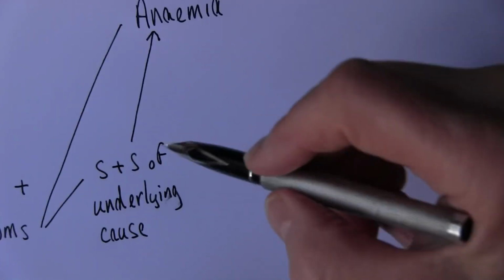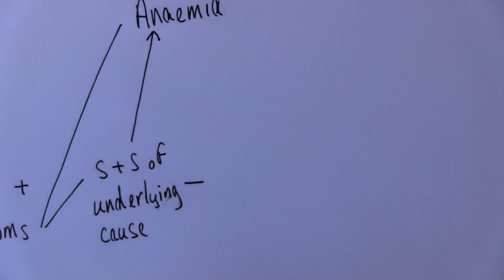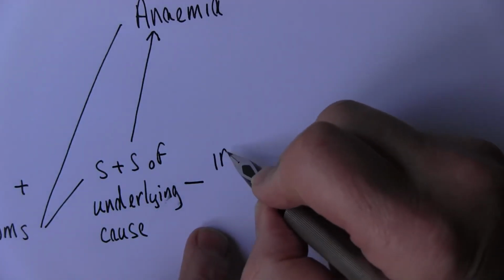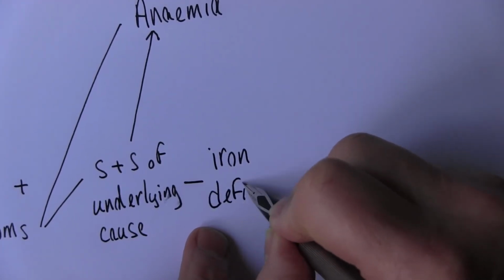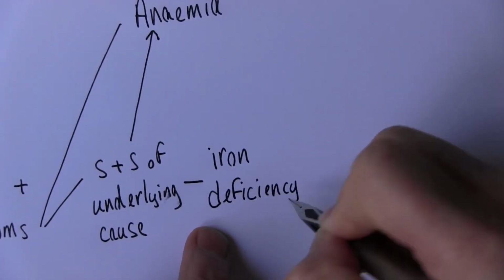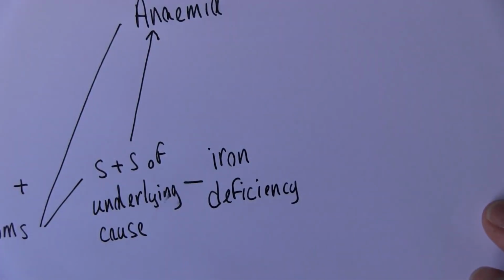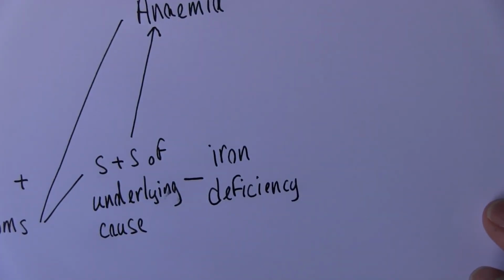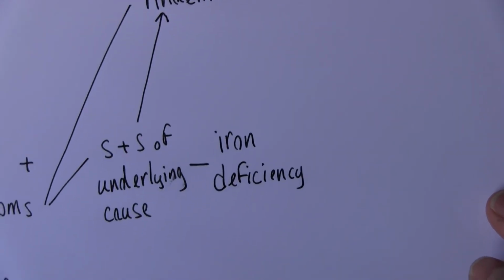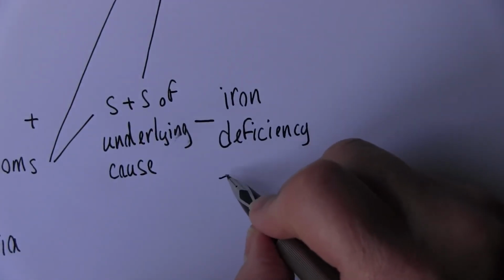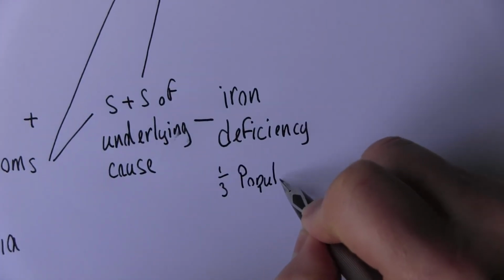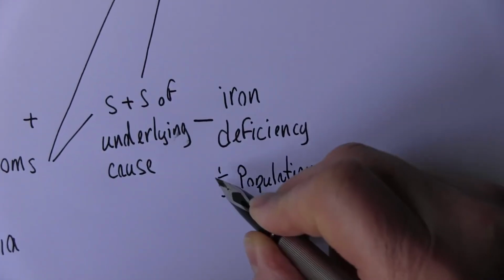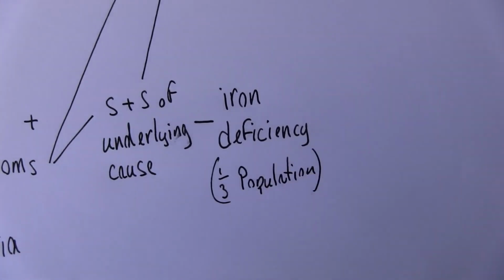And the main cause here that we're going to come across, or globally certainly the main cause of anaemia, is iron deficiency. So iron deficiency is remarkably common. And the figures are hard to believe, but true. About a third of the world's population have iron deficiency.